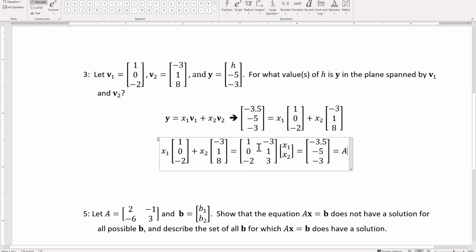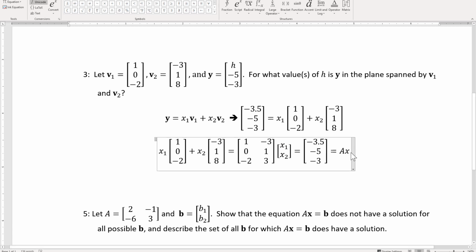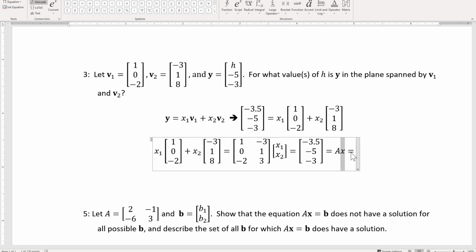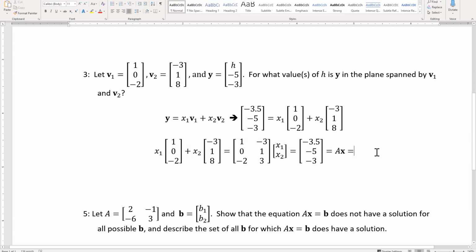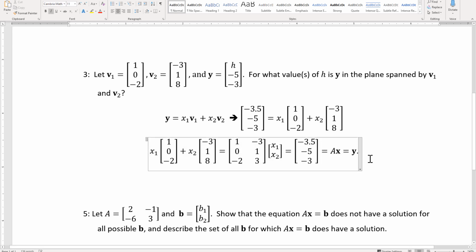A is the matrix 1, negative 3, 0, 1, negative 2, 3. X is the vector that has x1 and x2. And we want to make it a vector. And then this is your y vector. Now we can put y here, but sometimes we know it more as b. So Ax equals b if we change this into b. And then if we solve for this, we can rewrite this matrix as an augmented matrix and just solve for that. So let's do that.